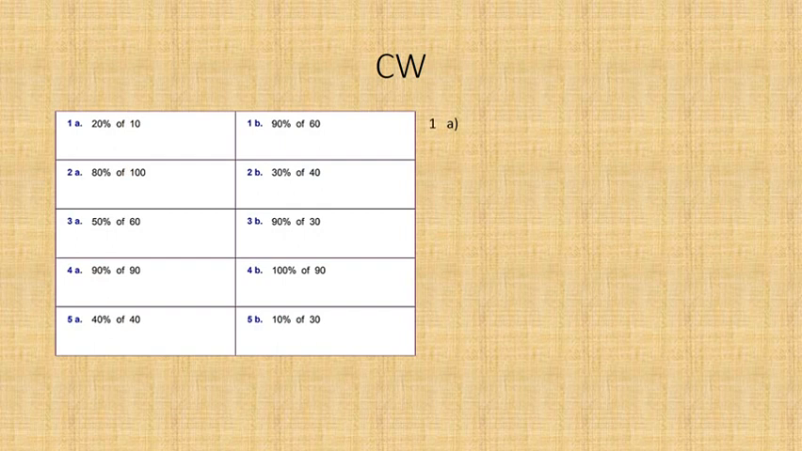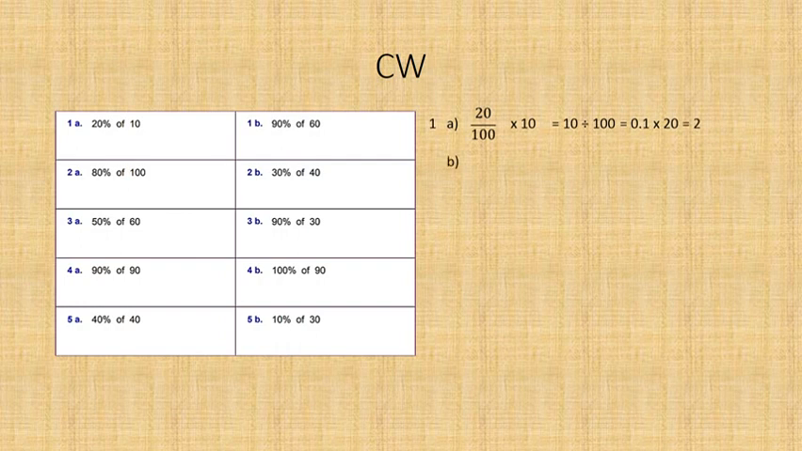20% means 20 over 100, and then multiply by 10. So 10 divided by 100 is going to be equal to 0.1. And this 0.1 I multiply by the numerator, which is 20. So 0.1 times 20, just ignore the decimal point and multiply normally. 1 times 20 equals 20. And if you put the decimal point again, it's going to be 2.0. So the answer is 2.